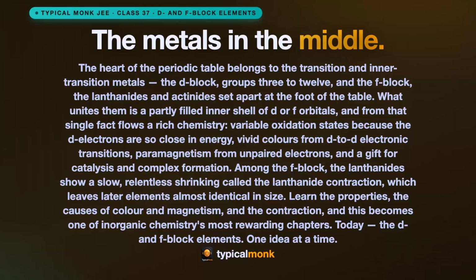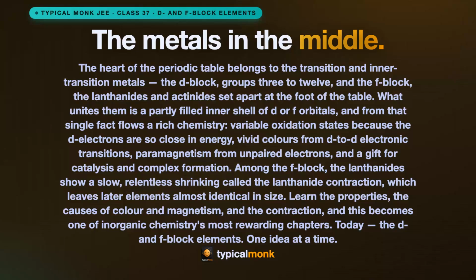The heart of the periodic table belongs to the transition and inner transition metals. The d block, groups 3 to 12, and the f block, the lanthanides and actinides set apart at the foot of the table. What unites them is a partly filled inner shell of d or f orbitals, and from that single fact flows a rich chemistry.